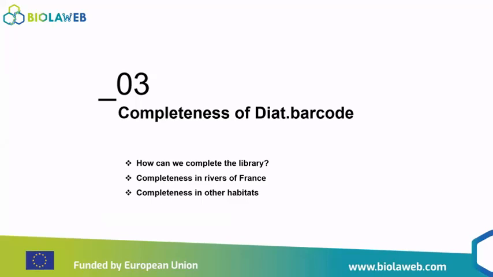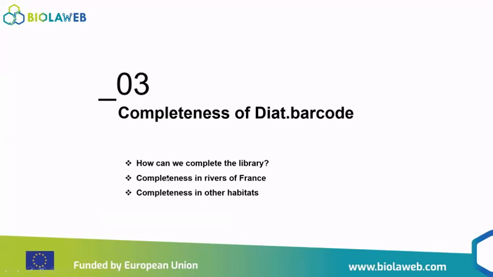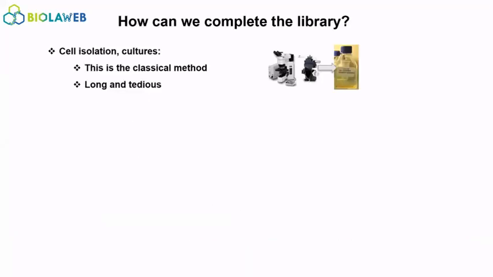Completeness of Diat.barcode. So you see the different questions. How can we complete the library? And I will show you how complete it is in France, in the rivers of France, but also in other habitats. How can we complete the library? Maybe I should have started from here. The classical way is to make some cell isolation. So you take your biofilm, it's full of different species, some fungi, some everything, some bacteria, and you have to isolate one cell of diatom.